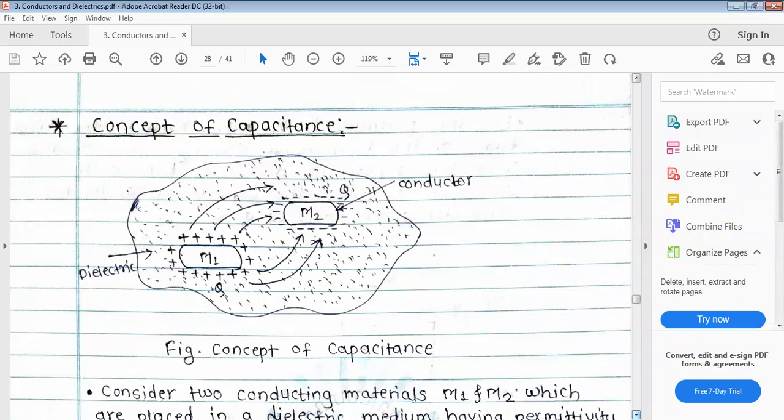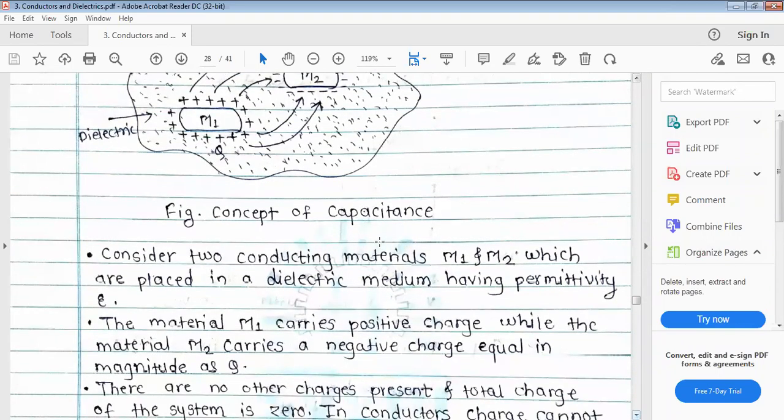Everyone studied the capacitance C, and you know that for a capacitance there are two plates, right? Two conducting plates are there, and in between these two plates there is a dielectric material, right? That is nothing but a capacitor. So here consider two conducting materials, M1 and M2, which are placed in a dielectric medium having permittivity epsilon, right? So two conductors are there, and in between them there is a dielectric material having permittivity epsilon.